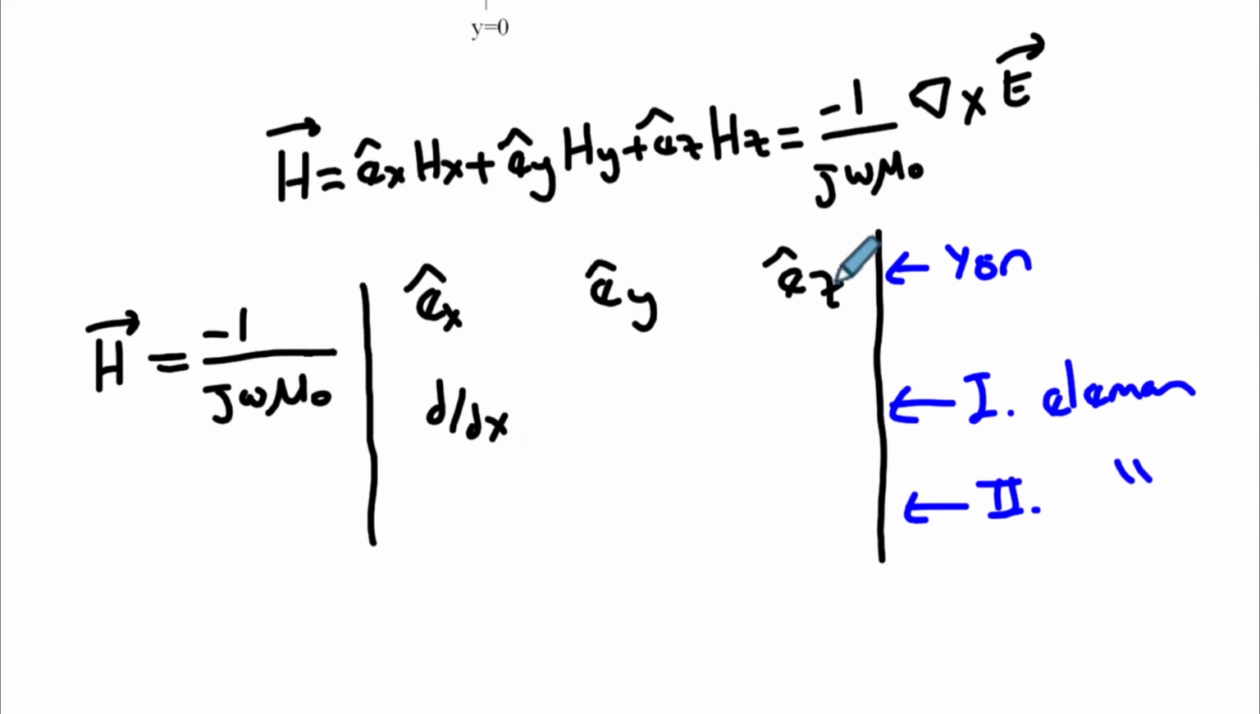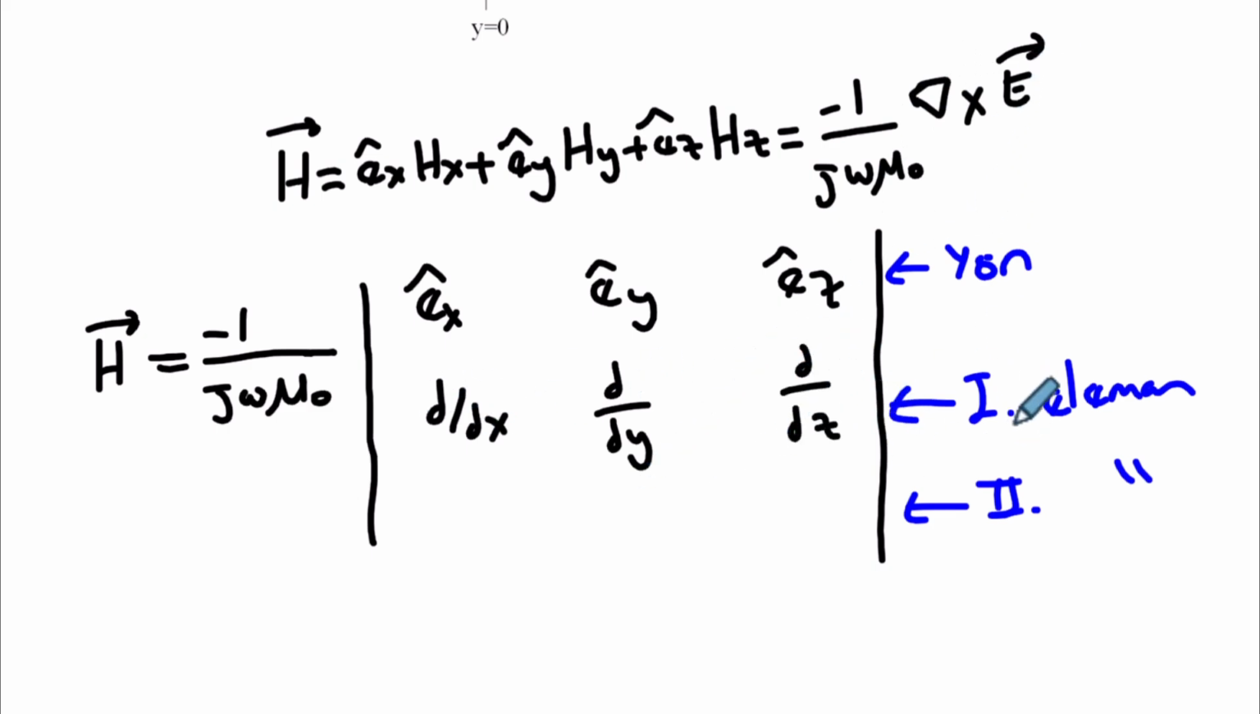Let's do it this way, so it is clearer. This is the second element. This is the first element. Now I have written the ones for the first element. What is my second element? The electric field. Now what do I have in the electric field? I am looking at that.